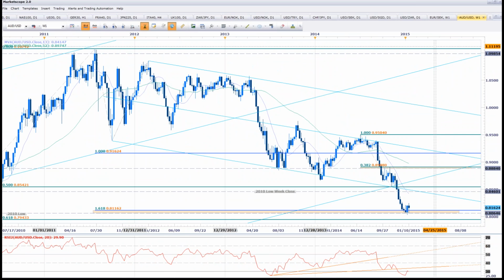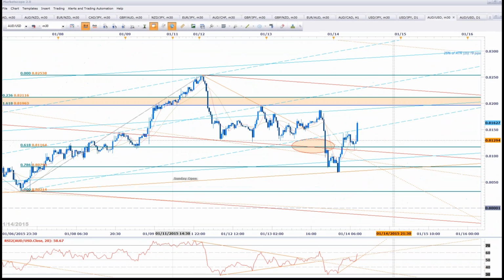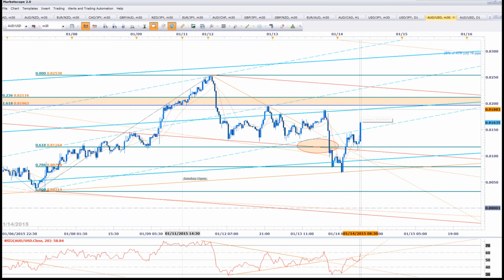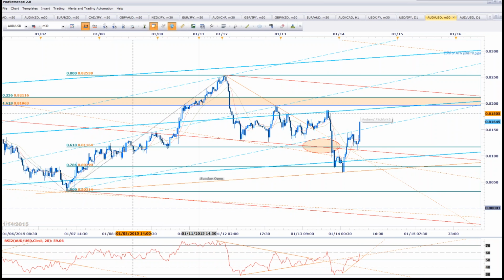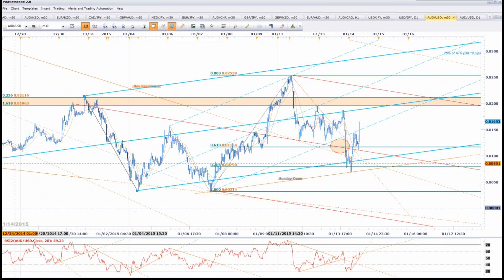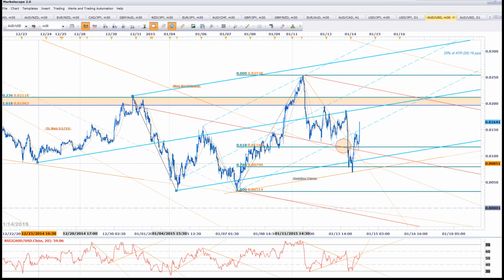So I wouldn't be surprised, actually, if we do see a little bit of a move higher here near term for the Aussie. Inevitably we'd be looking to sell it near term. Watch that median line. The lows that we made, what day was that? December 23rd? December 23rd.